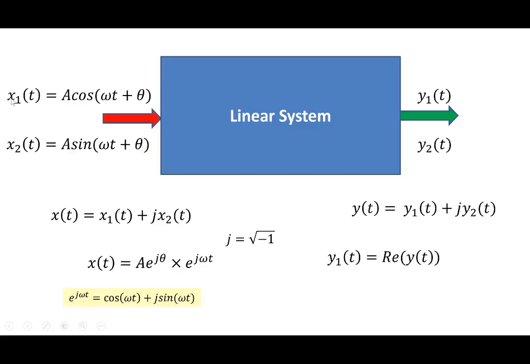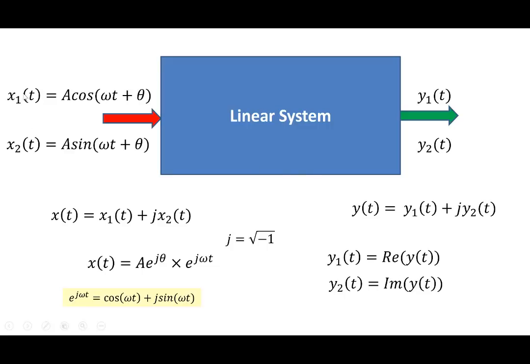Why don't we just find the response of the output to x1, a cos(omega t plus theta)? Because it's much easier to handle an exponential like this, a e to the power j theta into e to the power j omega t. So let's look into that here. Similarly, if you were interested in finding y2, y2 would be the imaginary part of y(t) here. So this is a crucial point.